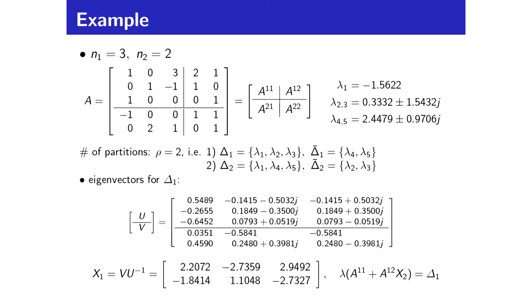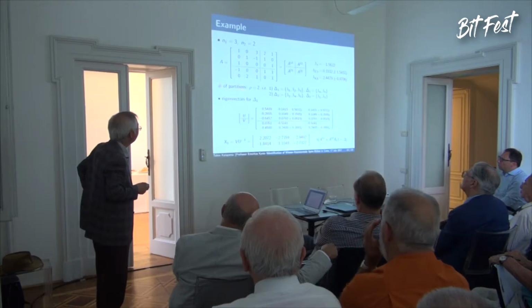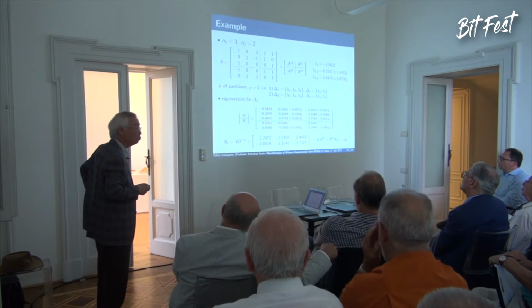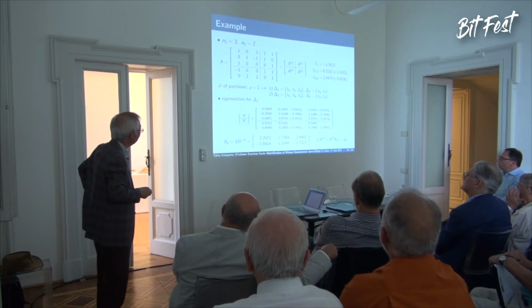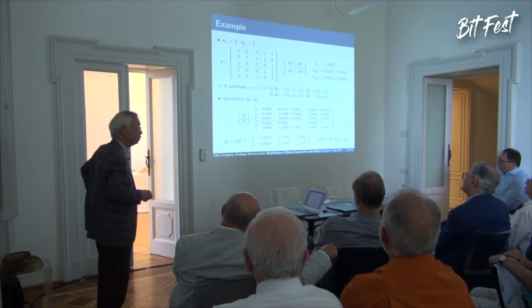This is a very simple example. I picked up this example, but I computed and was surprised that these eigenvalues are located outside the unit circle, so this example is not good for our problem. But anyway, the number of possible partitions is only 2, so delta 1, delta 2. Arranging for delta 1 this way, we can find this solution, and this is a feedback matrix.